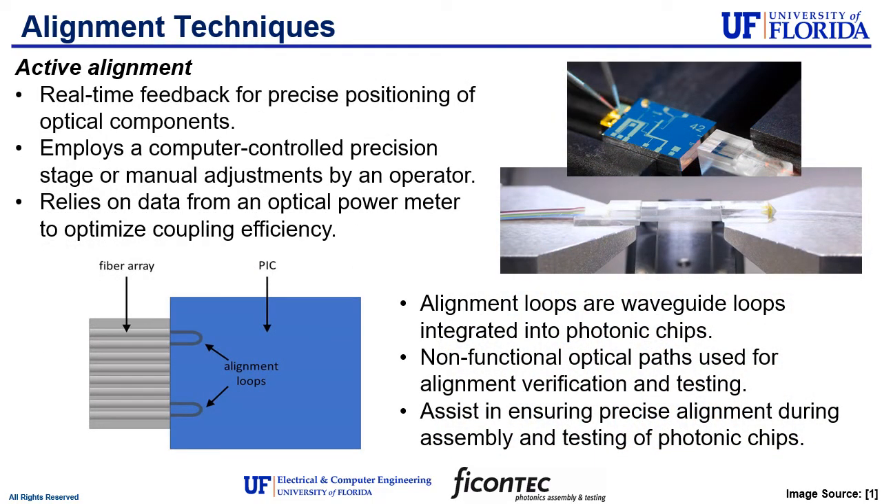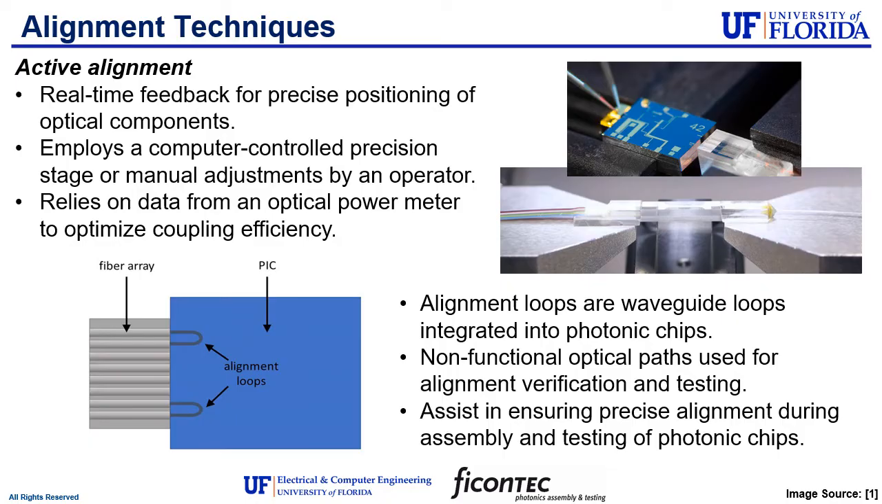Active alignment, on the other hand, does provide active feedback and enables much higher precision compared to passive techniques. With active alignment, a computer-controlled precision stage can adjust positioning based off feedback data, and the position can be continuously adjusted until the optical power and coupling efficiency are maximized.